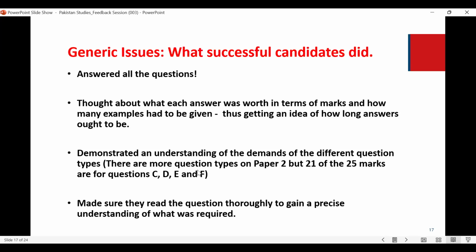But successful candidates really thought about what each answer was worth in terms of marks and how many examples had to be given. This way, they get an idea of how long an answer ought to be. That's really what they need to be gauging: how much is this answer worth, and understanding that very clearly.